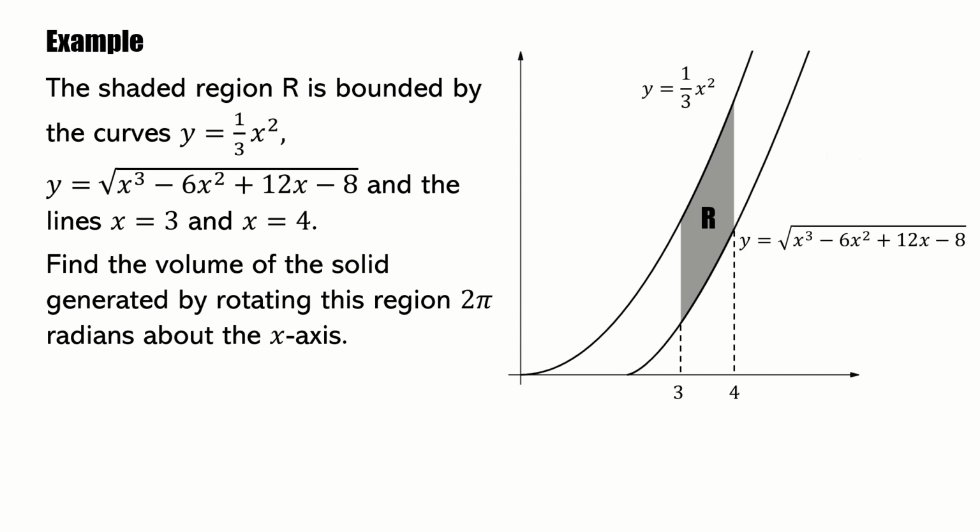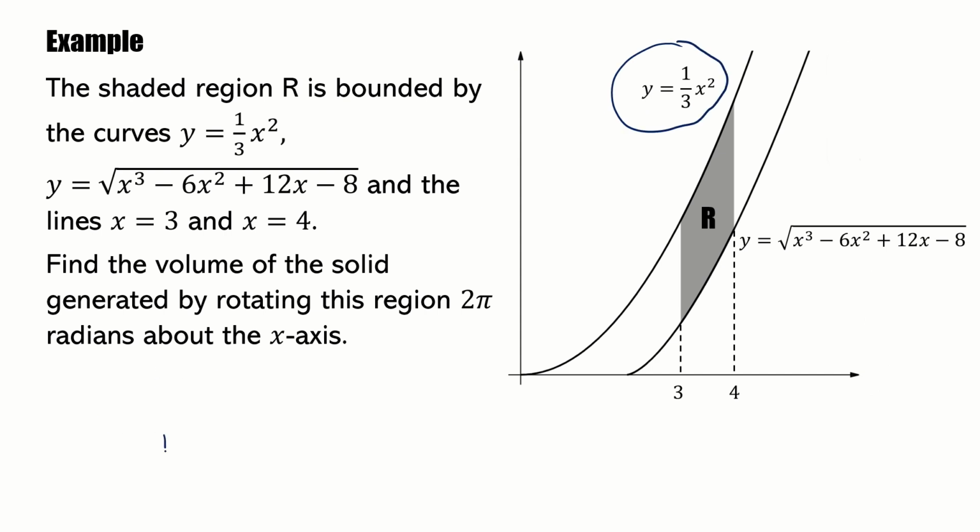We've got two curves. We want to find the volume generated by rotating the region between those two curves 2 pi radians about the x-axis. We've got the equations of the two curves, and also our region is starting at x equals 3 and finishing at x equals 4. So the way we'd do that is we'd first start off by doing volumes of revolution with the curve that's at the top, which is the y equals 1/3 x squared.